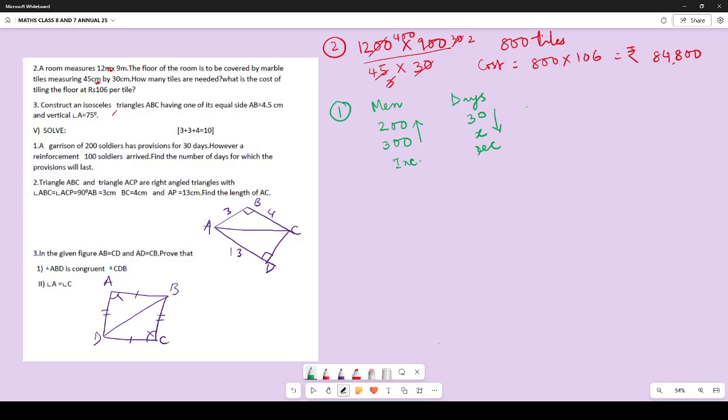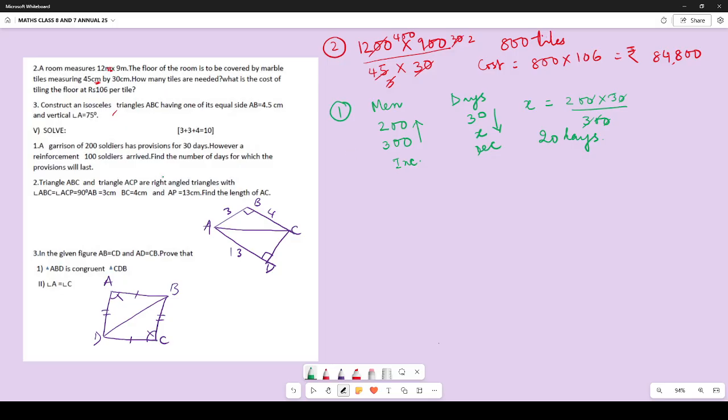So using this arrow method, we can very easily find out x. x by 30 will be equal to 200 by 300. This will be 200 into 30 by 300. Right? So you get this over here, and it will last 20 days. So that will be your answer.